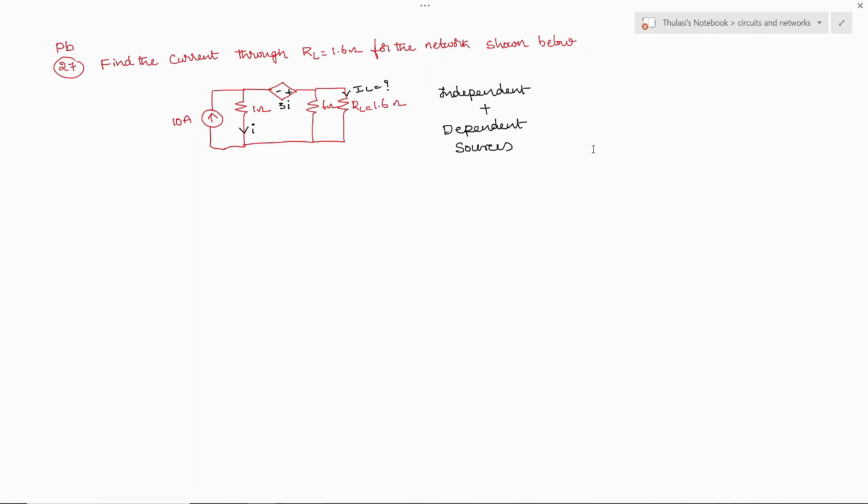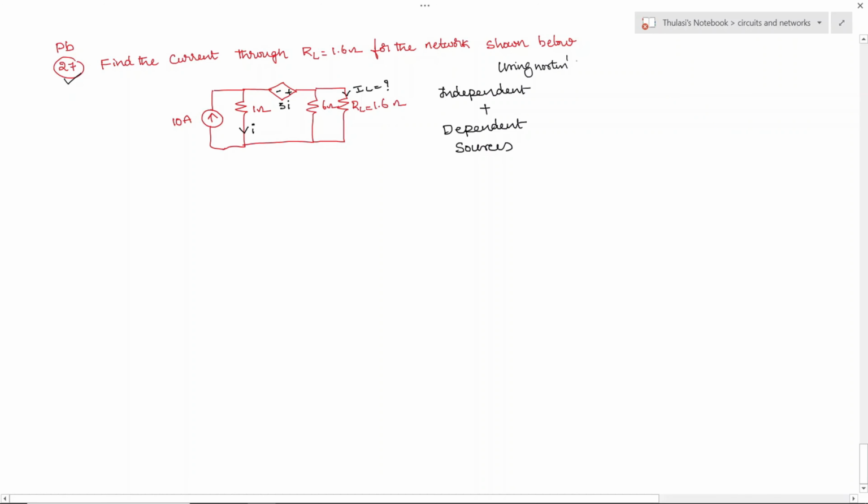Today we are going to solve problem number 27. Find the current through the given load resistor 1.6 ohm for the network shown below using Norton's theorem. Okay, so this is very important.